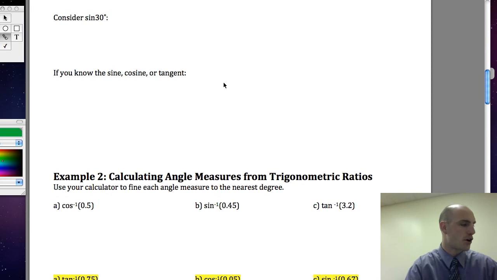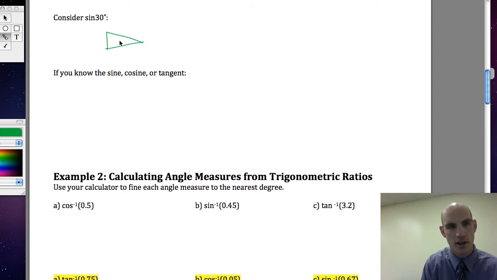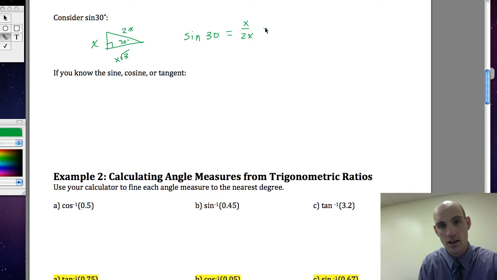Let's consider the sine of 30 for a minute. As we recall, if I draw out this triangle, and this is my 30-degree angle, I know that this is x, this is 2x, and this is square root of 3 times x, given the fact that this is a 90-degree right triangle. The sine of 30 is equal to opposite over hypotenuse, x over 2x, which, after I cross out, equals 1 over 2. So the sine of 30 is equal to 1/2.